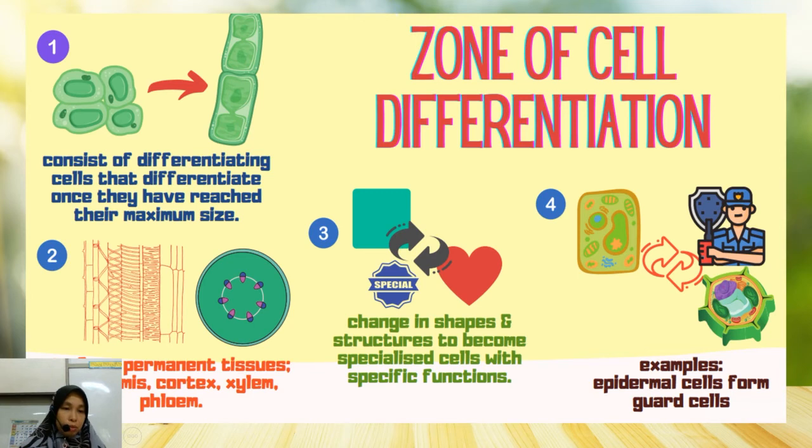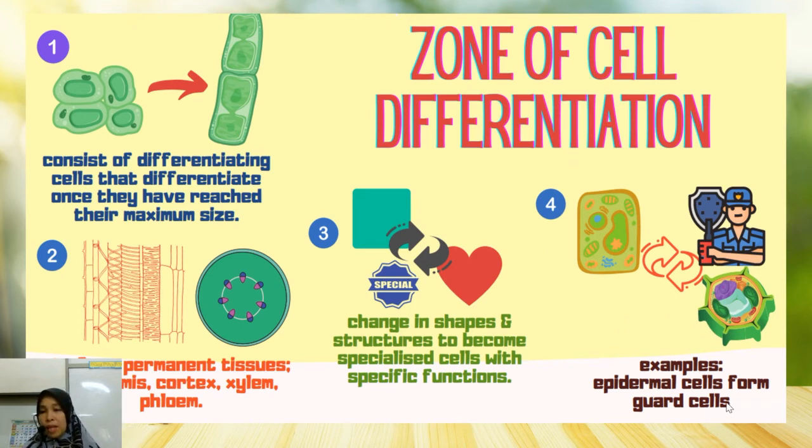Then number 2, to form permanent tissue. At this stage, after differentiation, it will form the permanent tissue, such as epidermis, cortex, xylem, and also phloem. Then number 3, at this zone, the cells that already undergo differentiation will change in shape and structure to become specialized cells with specific function. Specialized to carry out the specific function.